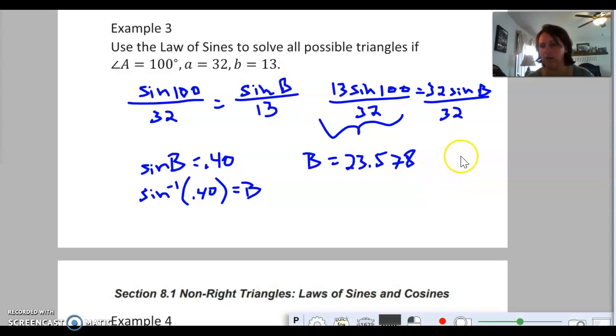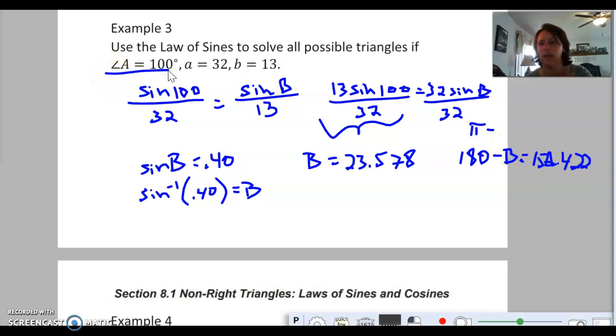Now remember how we could always find a second solution when we're trying to find the arc sine or arc cosine of something. So we could do 180 minus B, which normally we would do pi minus our first solution with sine, but we're working with degrees and not radians, so 180 is the equivalent in degrees to pi. So we could do the 180 minus B, which I already did, and that would equal 156.422.